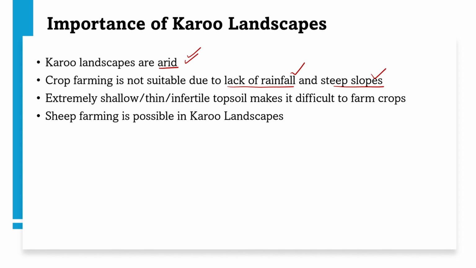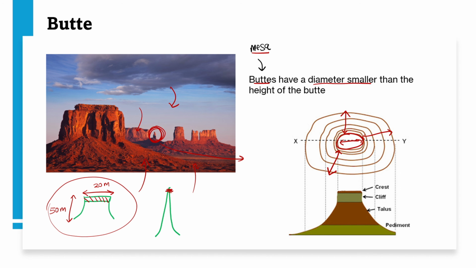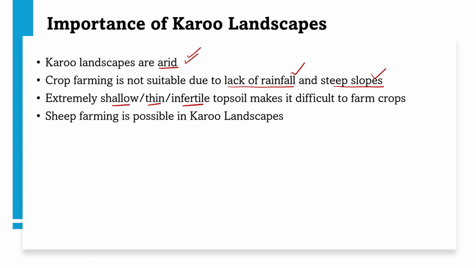And then the soil there is extremely shallow, or thin, or infertile. You can use any of these words, just pick one of them if you're a crammer. Basically, the topsoil is infertile. It is not able to grow crops. Even if you were to attempt planting here, the soil does not have the necessary nutrients. The soil that you find here does not have the necessary nutrients for you to plant crops on it. So in a sense, you cannot do it because the soil is thin, shallow, or infertile. This will make it difficult to farm crops as well.